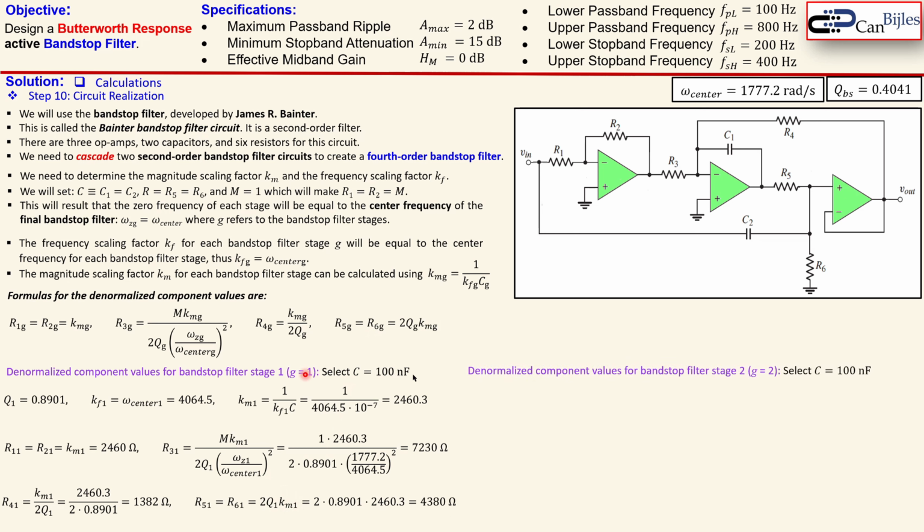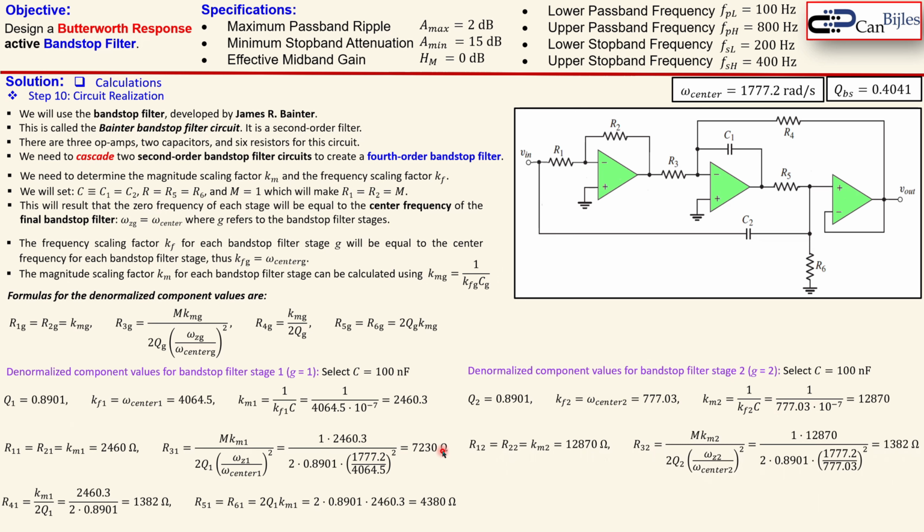Like we did for the first stage, we go for the second stage. We now select the C also equal to 100 nanofarads, so C1 and C2 for the second stage are also 100 nanofarads. The Q2 was equal to Q1, so that's also the same. The center frequency 2 for the second stage was equal to 777.03. That will also be the frequency scaling factor, so it will be different from the first stage. The magnitude scaling factor of the second stage is calculated using this formula, again similar to that one in general, so that will result in this value.